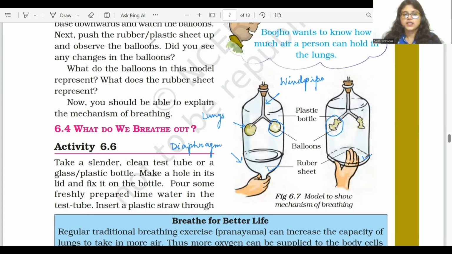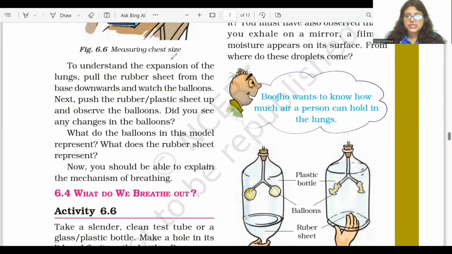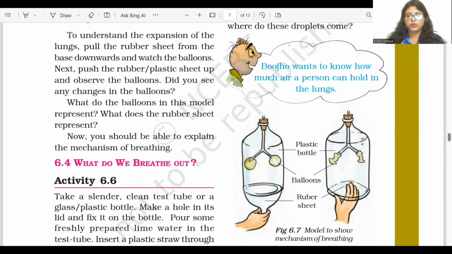Okay. Now let us see what we are going to do in this experiment, what we are going to learn in this experiment. So to understand the expansion of lungs, we have to pull the rubber sheet from the base downwards and watch the balloons. So हमें क्या करना है? हमें इस sheet को, इस balloon को नीचे की तरफ push करना है. जैसे ही हम इसे push करते हैं, you will see that these balloons are filled with air.